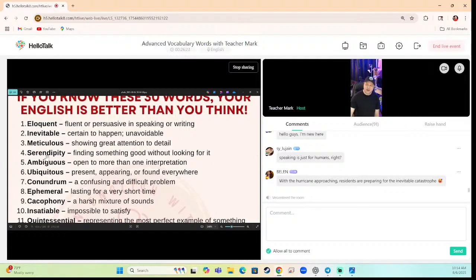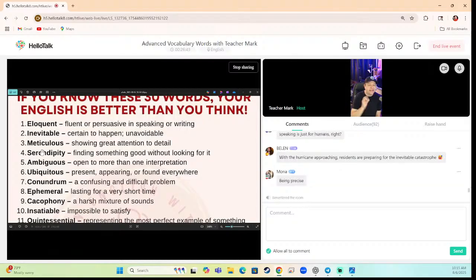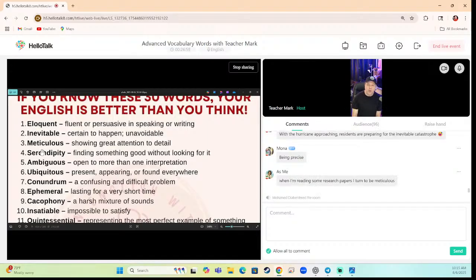All right. Now, let's go to the next word. The next word is meticulous. To be meticulous. What does to be meticulous mean? Meticulousness means to show great attention to detail. So, if your place is very clean, then you are meticulous when you clean. When you write, if you write very carefully, then you write meticulously. Okay, to be meticulous is to be very careful about what you're doing, to show great attention to detail.